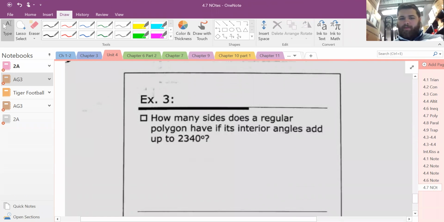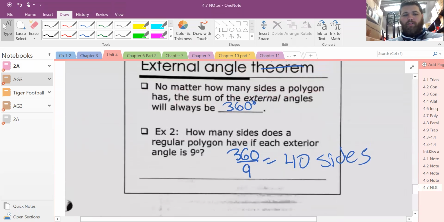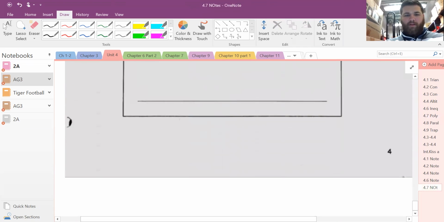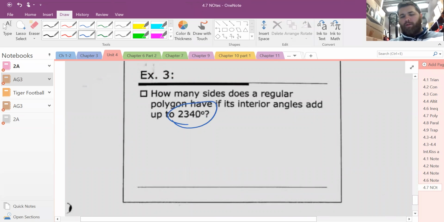Okay, example 3: how many sides does a regular polygon have if its interior angles add up to 2,340? Is there an example 1? Oh, I guess it was above. Confused me. Okay, so the total is 2340.